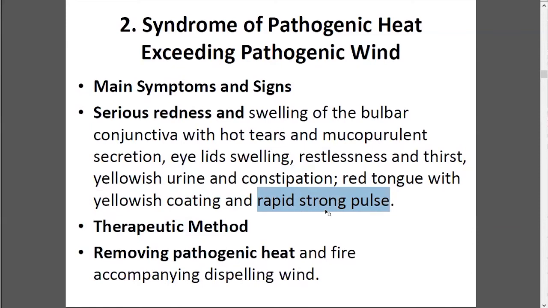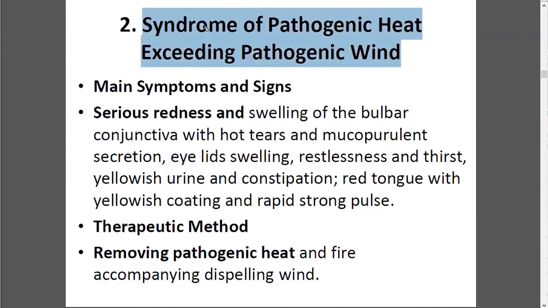Rapid pulse is heat pulse. Stronger pulse means excessive heat. So I think the name here, you can change it to internal heat pattern. It's a little bit confusing here for the name. So internal heat pattern.